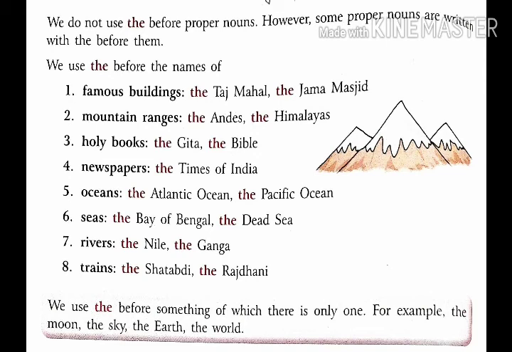So we use "the" before something of which there is only one. If we are talking about only one thing, here we can put "the". For example, the moon, the sky, the earth, the world. It's only one in the universe, so we put "the" there.